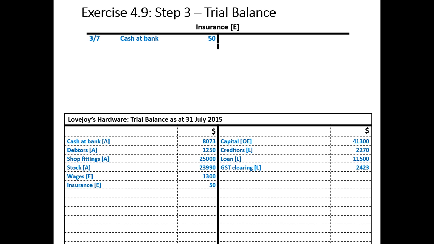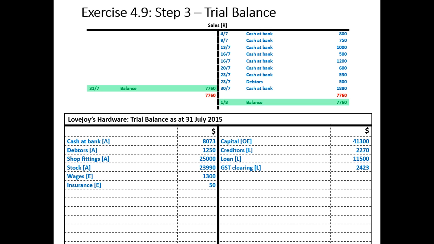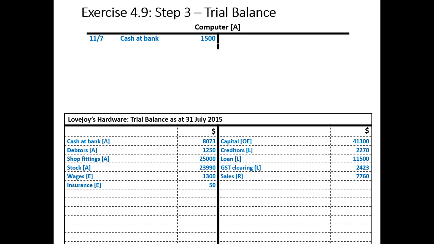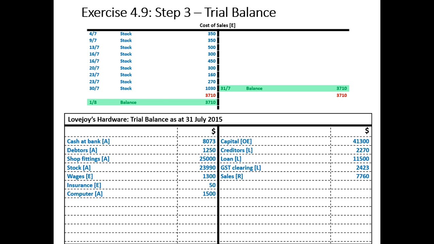Got insurance, which is an expense. Had all those sales, which were revenues. Revenues go up on the credit side. We had a computer asset, which is a debit balance. Cost of sales are an expense, so that's a debit balance.